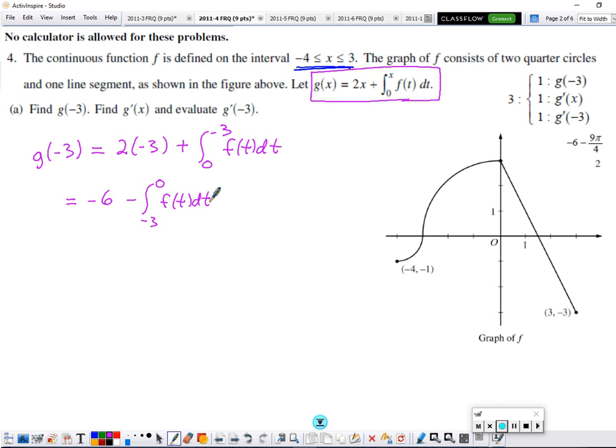So a flashcard you need to have is, if you switch the limits on an integral, the value of the integral is still the same as long as you multiply that integral by -1. Because I switched the limits, I've got to multiply by -1.